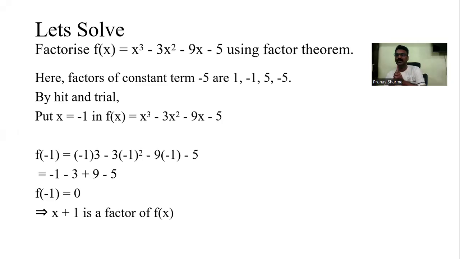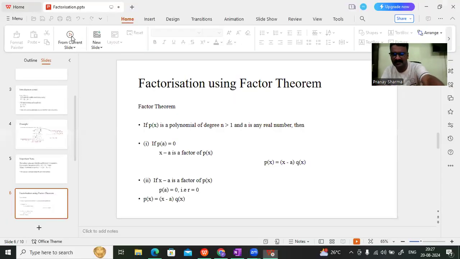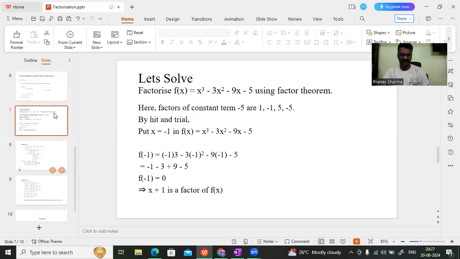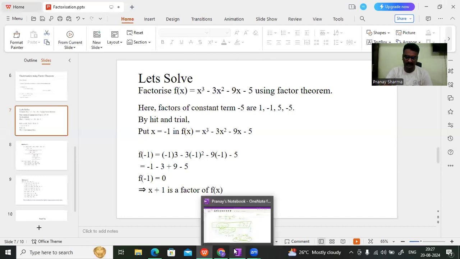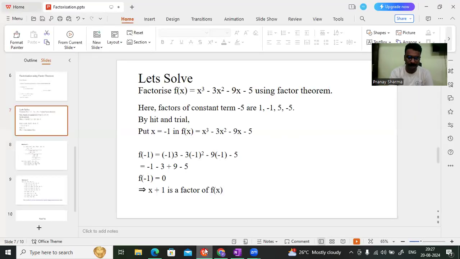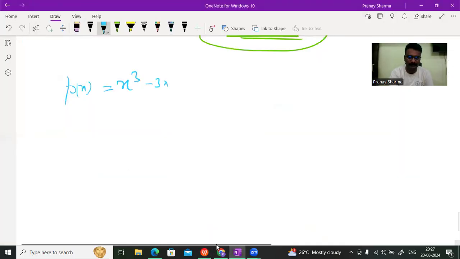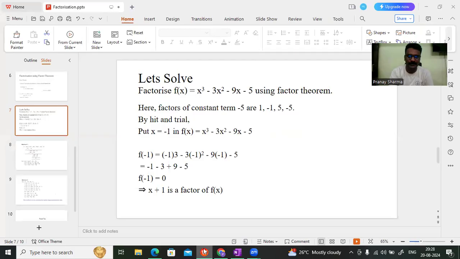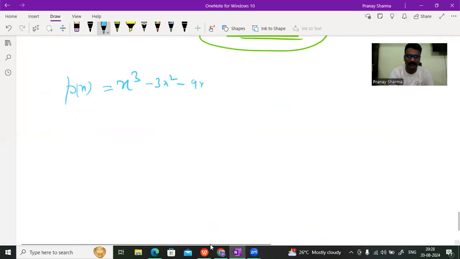You need to find at least one factor. How do you find at least one factor? Using hit and trial, right? So let us try to solve this because this is something that is almost forming the end of this session. So let us solve this. I'll be changing the marker color. Let us say p of x is x cube minus 3x square minus 9x minus 5. All right.